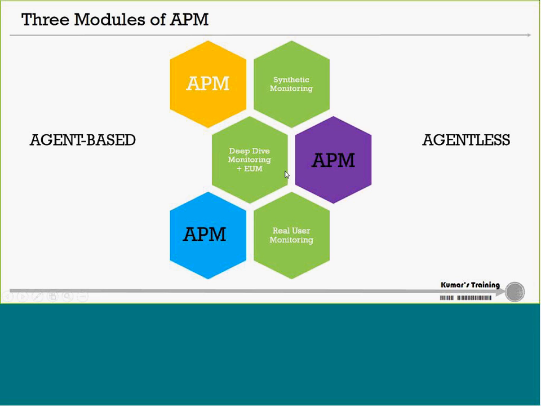The third one is again known as real user monitoring. Now, today in market, there are certain technologies like Citrix, SAP, who do not share their code with any of the APM tools like Dynatrace, AppDynamics, New Relic, Instana, any tool.